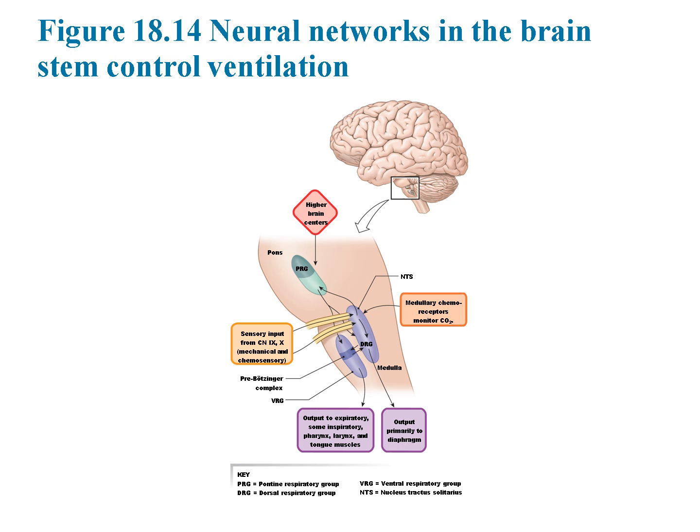Meanwhile, medullary chemoreceptors monitor carbon dioxide levels, adjusting breathing rate and depth to maintain stable blood pH and gas levels. Together, these neural networks in the brainstem ensure that ventilation remains automatic, efficient, and responsive to the body's changing demands.